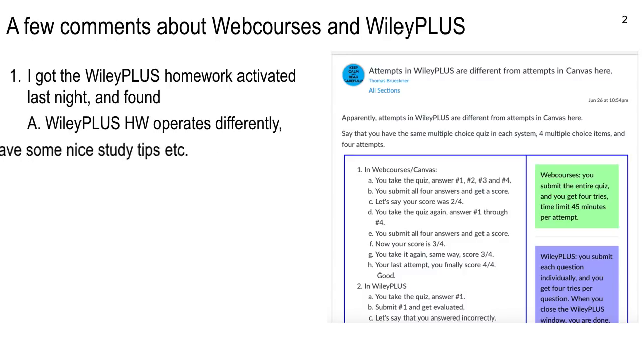Anyway, one of the things I notice is that Wiley Plus works differently. I put a little discussion post about it there. You can see the green and the purple. You go through each question and you get 4 tries at the question. If you go to the next question, you can go backwards and forward, I guess, but you just get one shot. And when you're done, when you close that window, that's it.